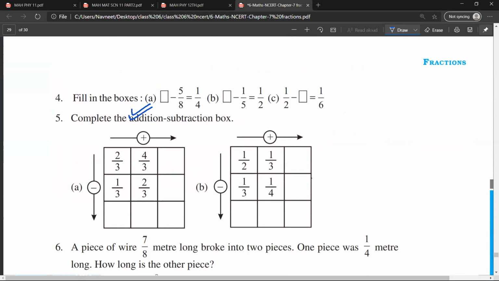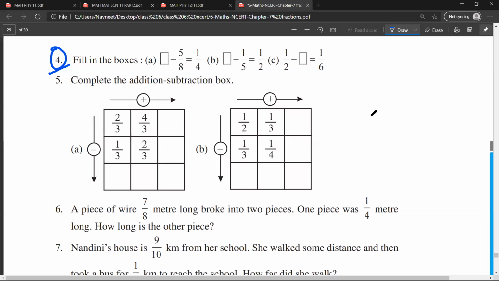Okay. Try to do this question on your own. Question number 4, A, B, C, all the 3 parts. So Sarthak, there is a trick to solve these questions. Just have a look at how I solve the first question. The trick is I take the LCM of 8 and 4. What would be the LCM of 8 and 4? 8.